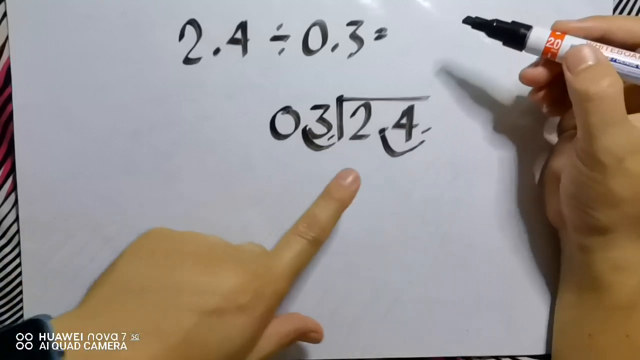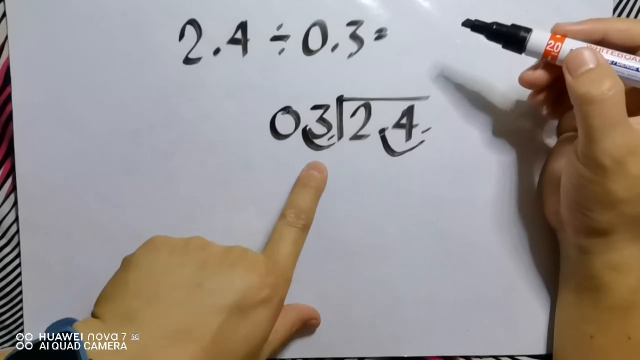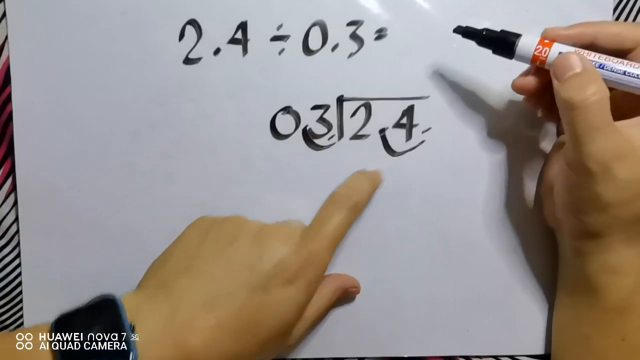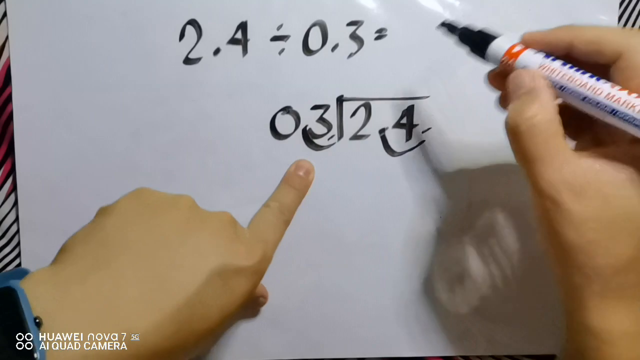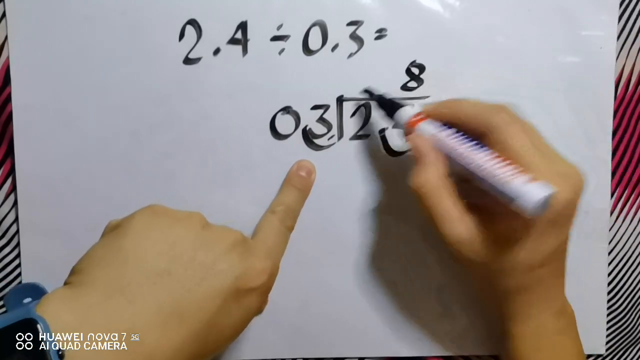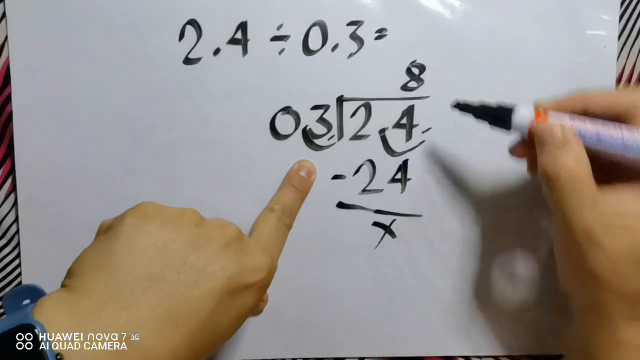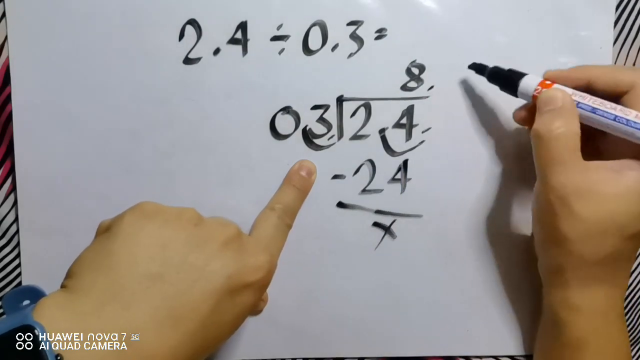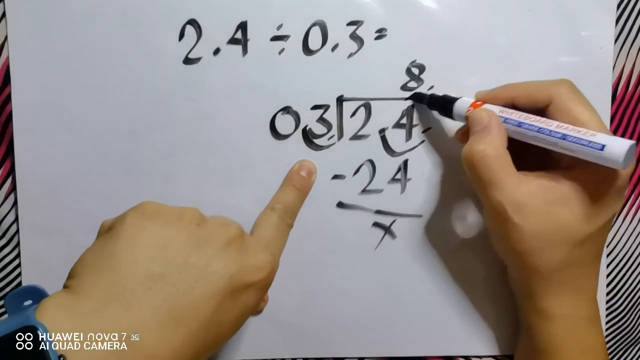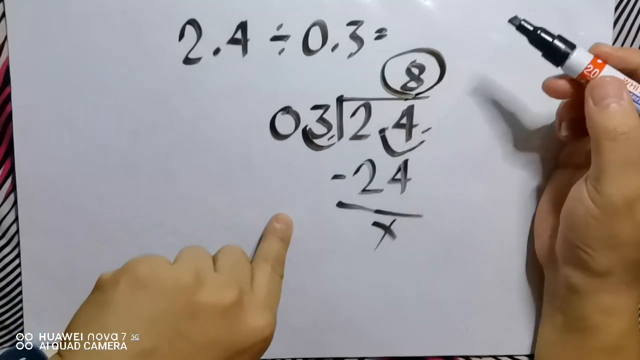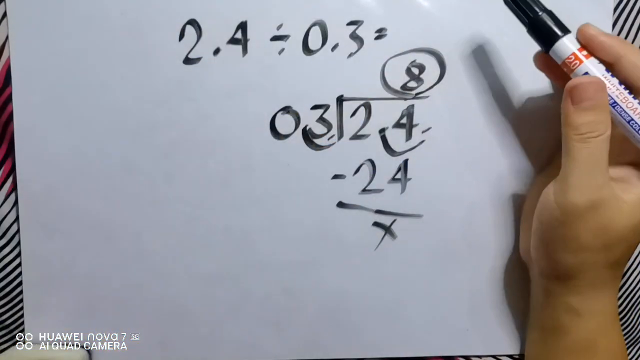So, divide na natin. So, 2 divided by 3, hindi pwede. So, we're going to use 24. So, 24 divided by 3, we have here 8. 8 times 3, 24. Taas decimal point. Dahil wala namang number doon, pwedeng wala na yung decimal point dito. So, your answer is 8. Okay? So, ganyan yan.